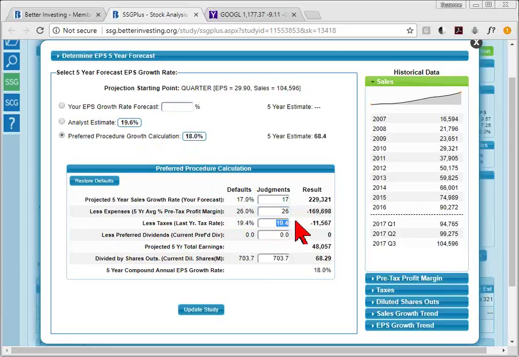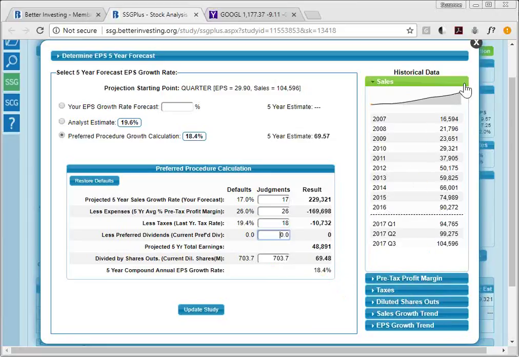So let's say I'm going to change this to 18% just for grins. This number will recalculate. These are the number of shares. So we have our leftover earnings that we might see 5 years from now. We're going to divide by our proposed number of shares and come up with a potential growth rate for earnings that is based upon math and the way the company has performed.